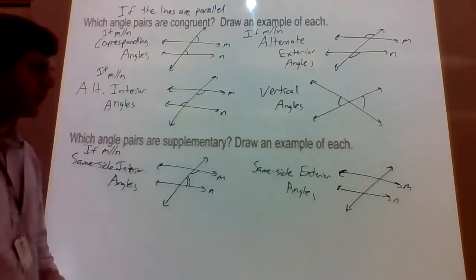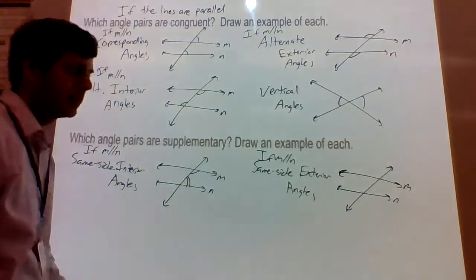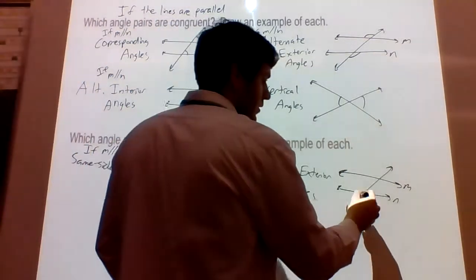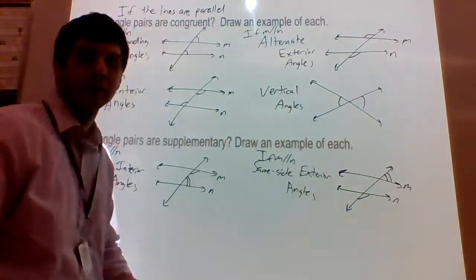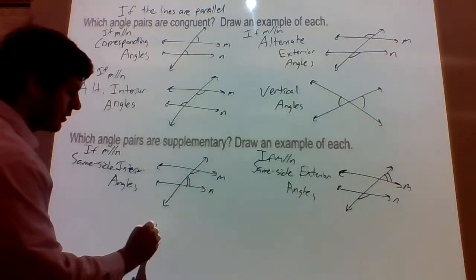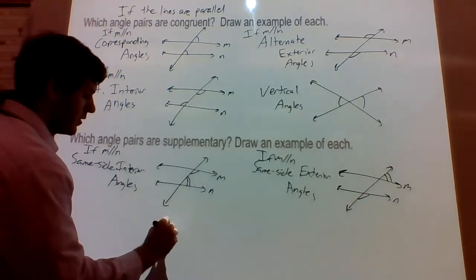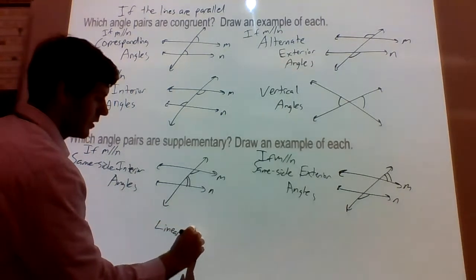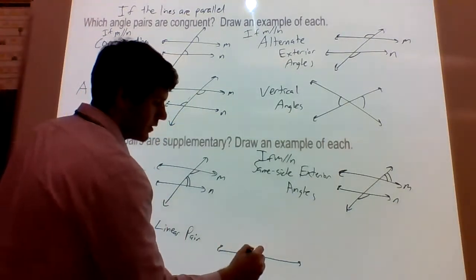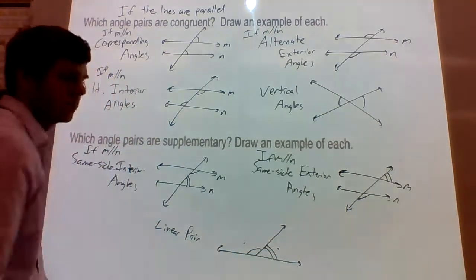Okay. If M and N are parallel, then by the same side exterior angle theorem, the same side exterior angles are going to be supplementary as well. Okay, so that's six. Our seventh one is a linear pair. Okay. And we know linear pairs are adjacent and supplementary. So these two are going to add up to 180.